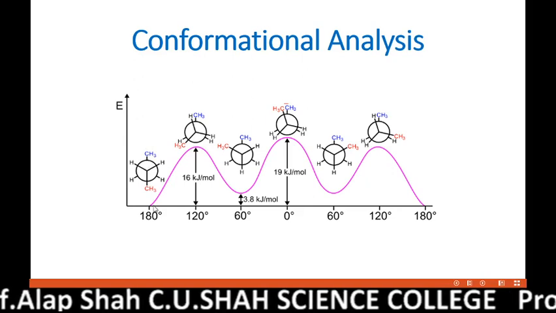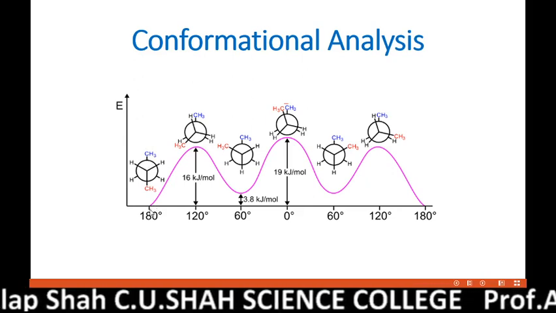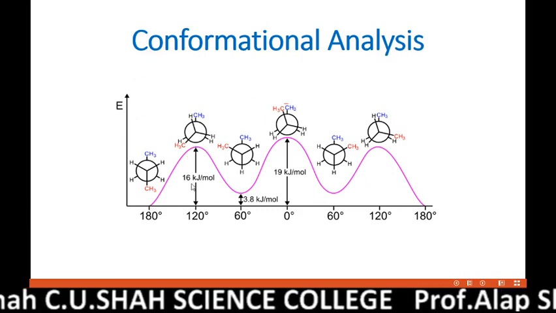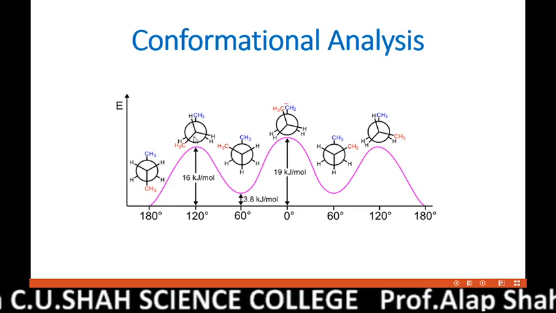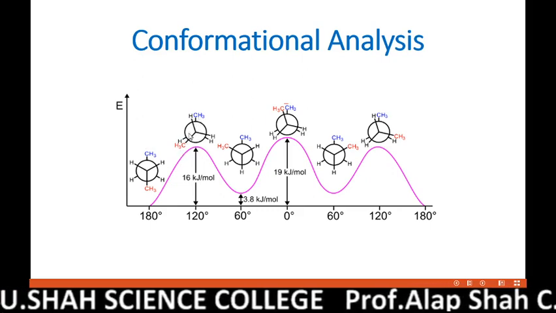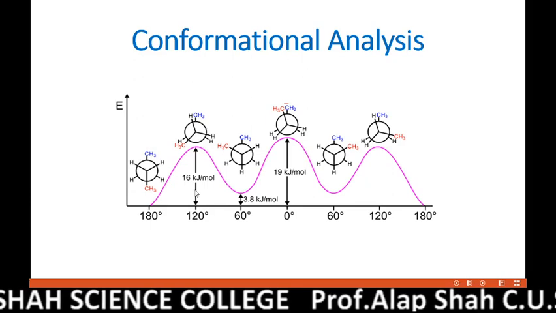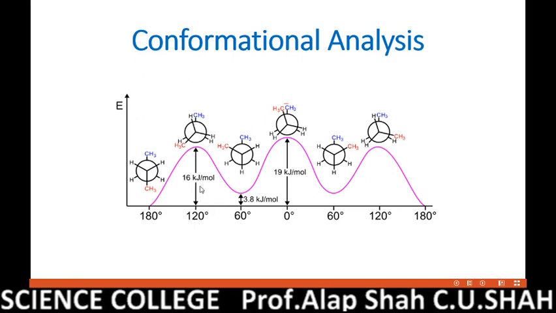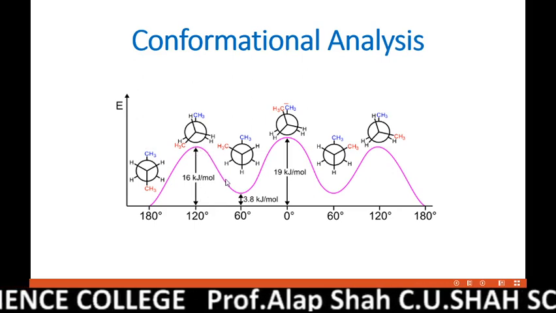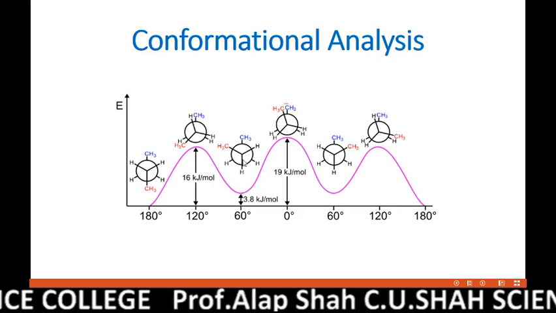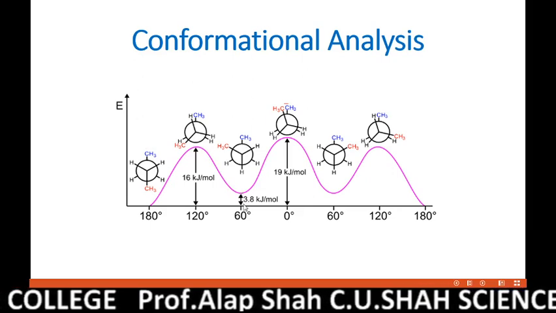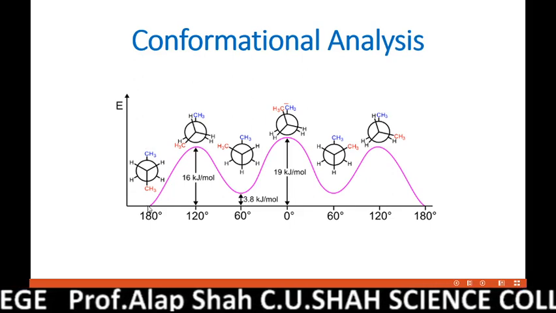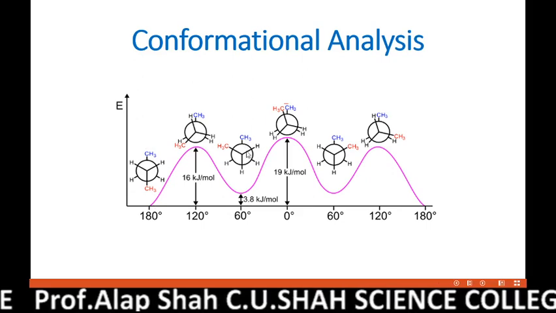So anti is least, and the angle between two methyl is 180 degrees. Then a 60-degree rotation, and we are getting half eclipse. The angle between two methyls is 120 degrees. Its energy increased by 16 kilojoule per mole than this. Again, 60-degree rotation would result in staggered, but it is a gauche. And gauche has almost 4 kilojoule energy, precisely it is 3.8, more than anti. So it is slightly less stable than this.